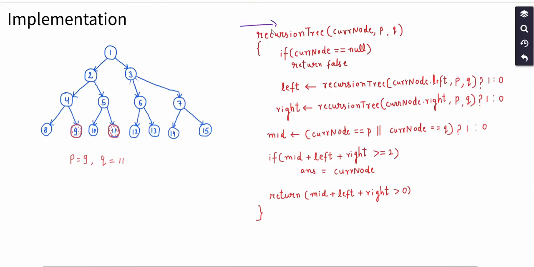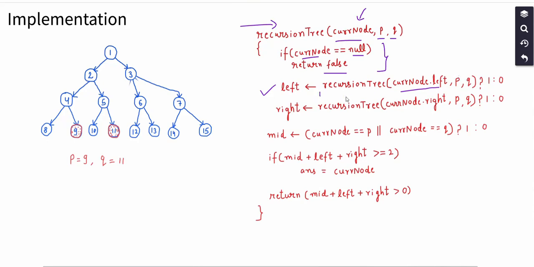This is our function which takes in the current node on which we are standing and the two nodes for which we want to find the LCA. So this is the base case where we check if we have reached the leaf node. If we have reached the leaf node and we haven't found our descendant nodes, then we will return false. Otherwise, we will recursively call the function for the left subtree here, passing the left child of the current node and the descendants P and Q.